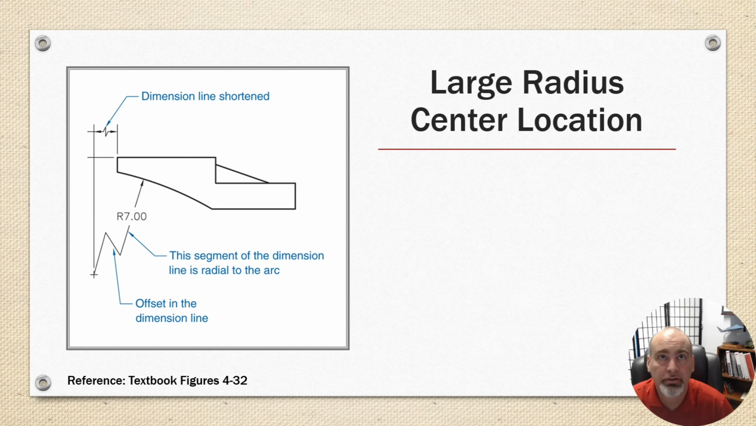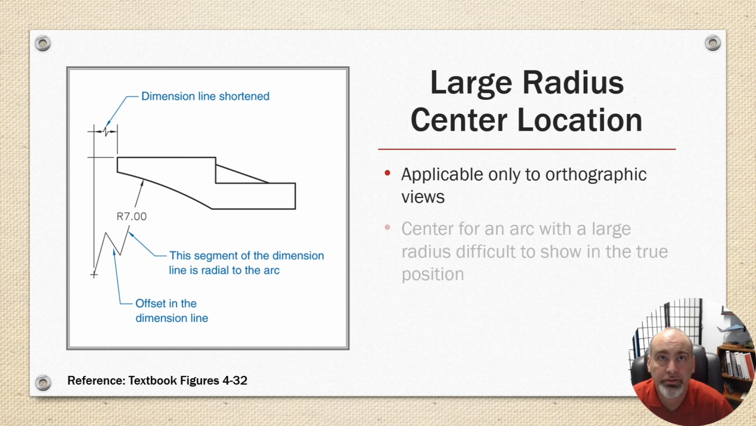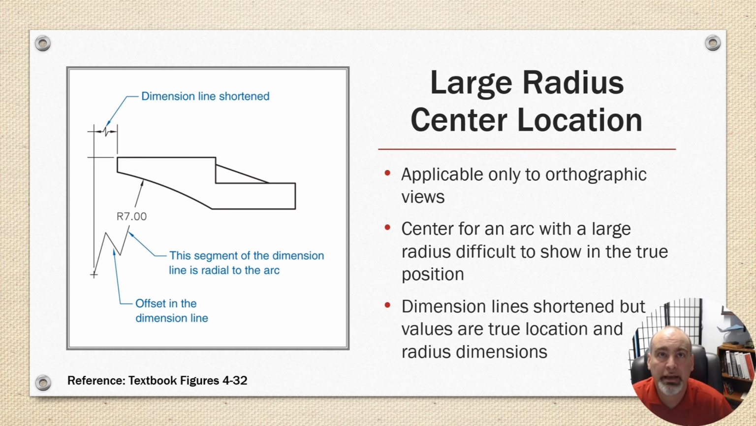Okay, large center location. This is applicable only to orthographic views. The center of an arc with a large radius is difficult to show in true position, and the dimension lines are shortened, but the values are true location and radius dimensions. So if your radius is so large that it doesn't fit on the paper, you can use these foreshortened versions of the leader lines. The value shown, though, should be the true location of where the center point is.